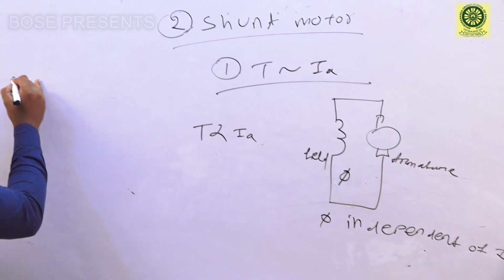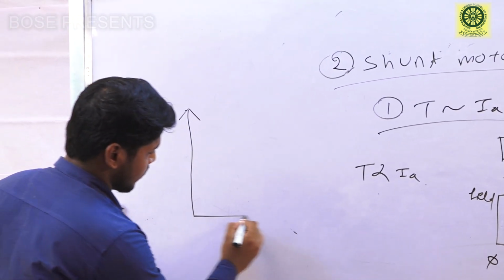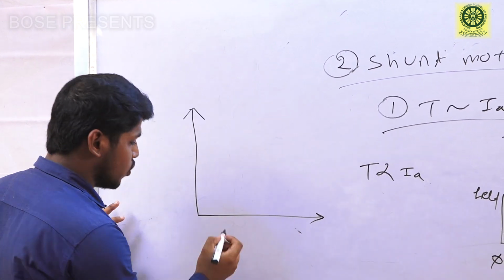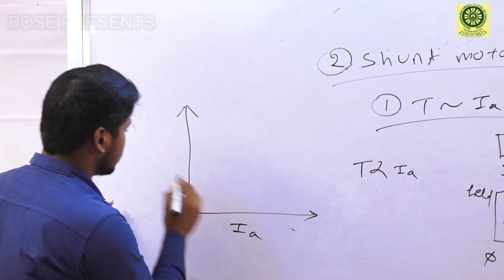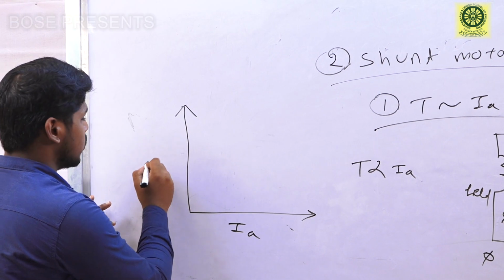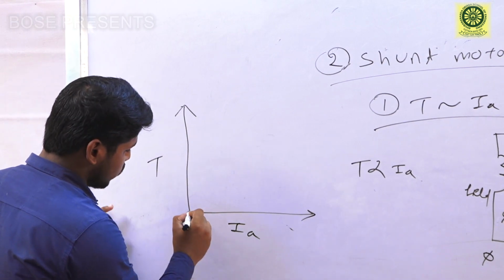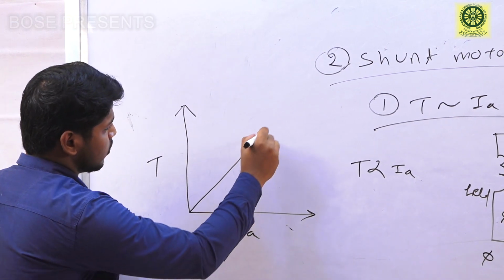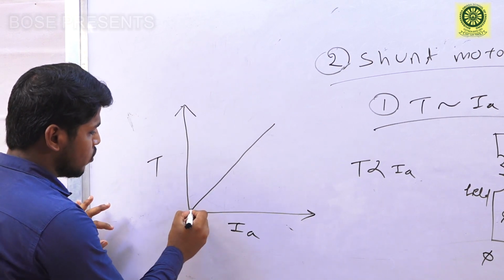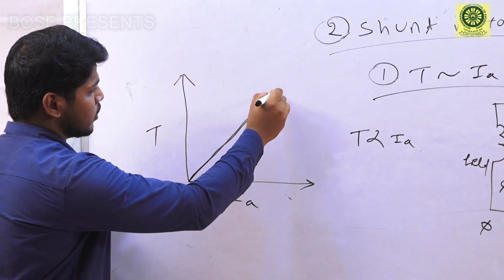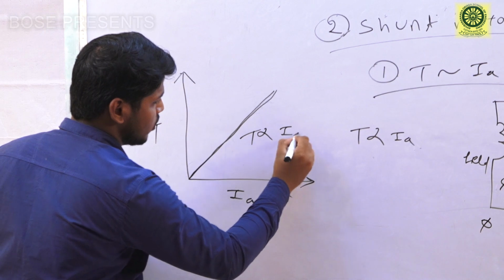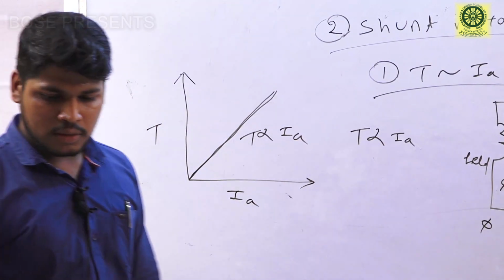And if we draw the characteristic in case of the shunt motor, this is the armature current, this is the torque. The graph will be a straight line through the origin, as T is proportional to Ia.